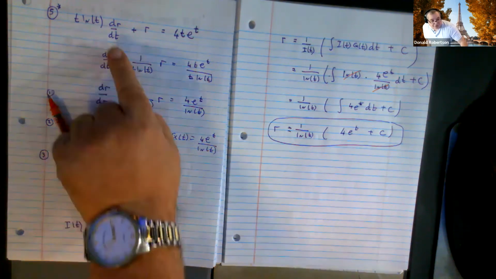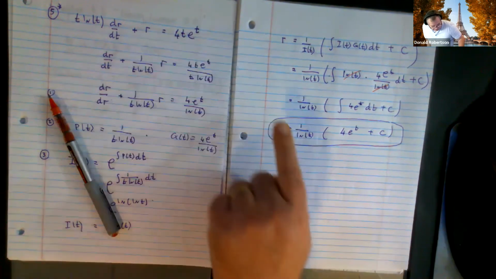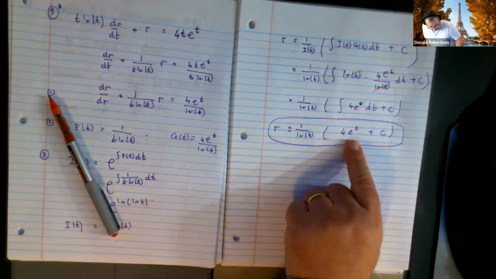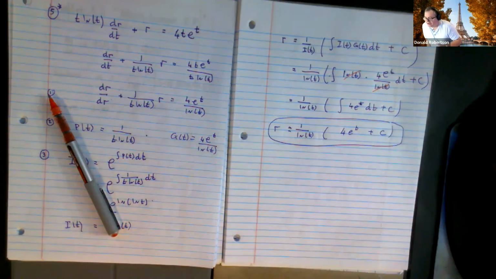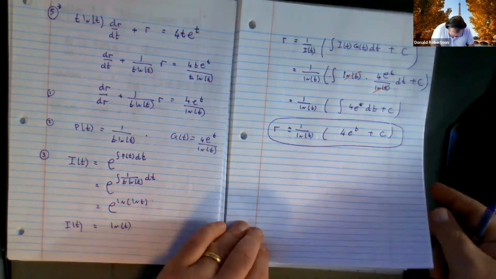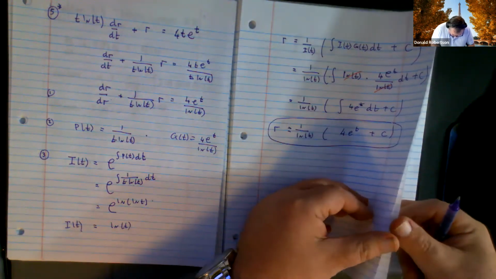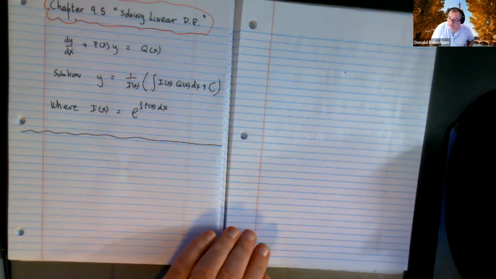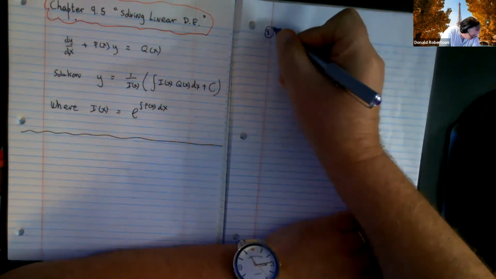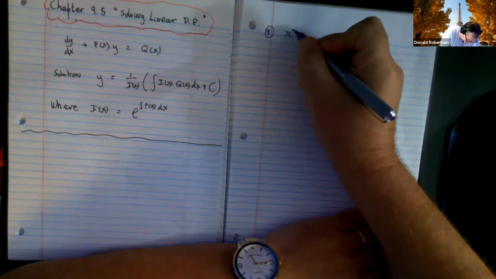So the solution to this differential equation is any function of the form 1 over log t times 4e to the t plus some arbitrary constant c, plus any number c. We're good? Let's move on to a only slightly different situation.